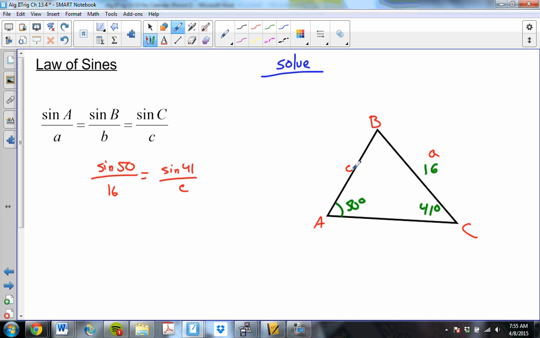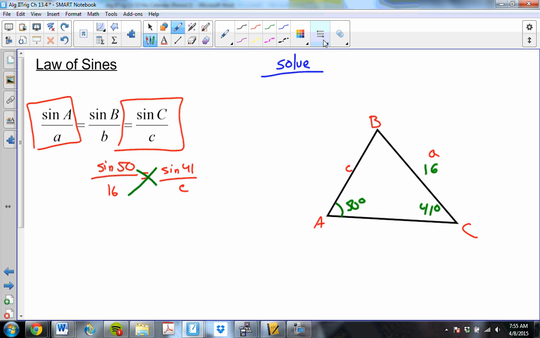I did sine of A over A equals sine of C over C, because those are the 2 things I had to work with in this case. I just had angle A and side A and angle C. So I went with those. Now this is a proportion, so I can solve by cross-multiplying. When we cross-multiply, we'll get sine of 41 times 16 divided by the sine of 50.